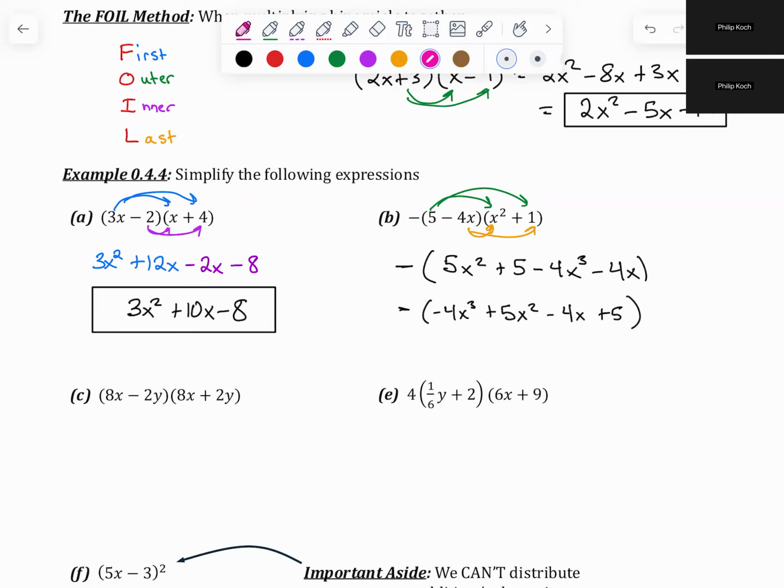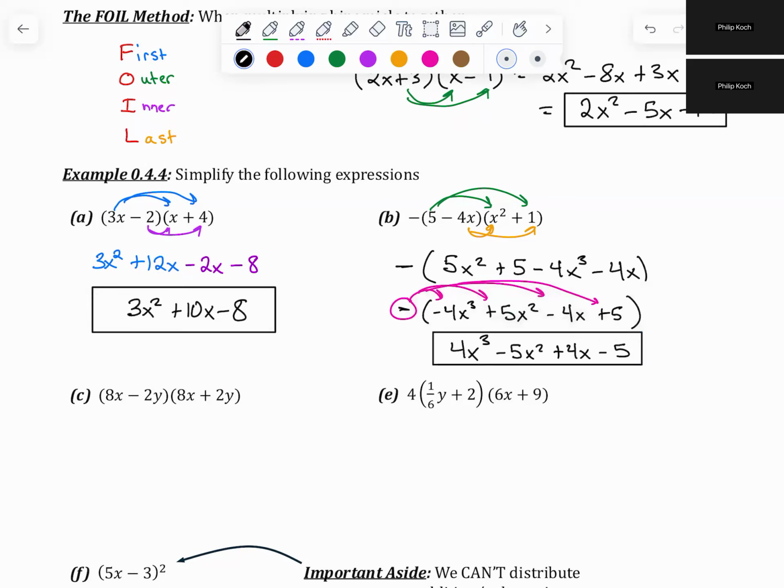And so now I'll distribute that minus sign into all the things, giving my final answer, which will be a positive 4x cubed minus 5x squared plus 4x minus 5. Because the negative sign will change all the signs. It'll flip them all. The positives will become negatives and the negatives will become positives.